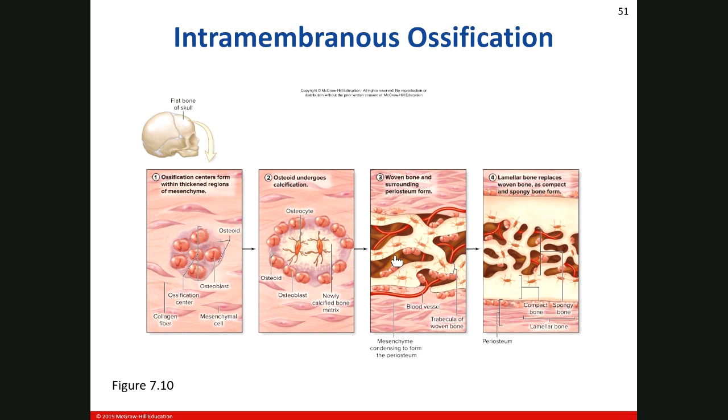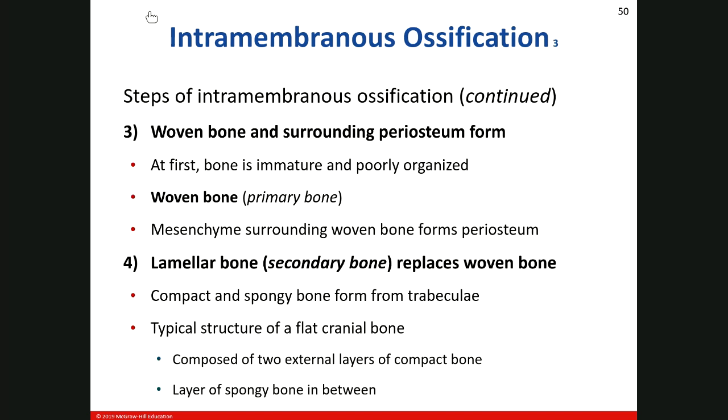All right, and when we get holes in the bone, then we get blood vessels. Well, that's cool. We want blood vessels coming in because they're going to bring nutrients in. They're going to bring more calcium in, more phosphate, all sorts of good stuff. So now we can kick this thing up to overdrive. All right, moving on to step three.